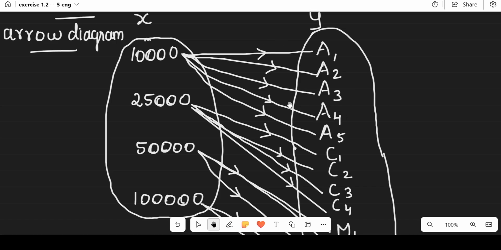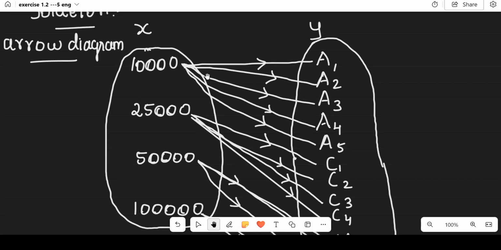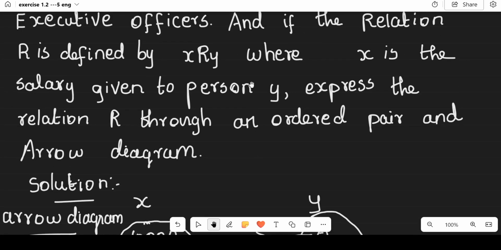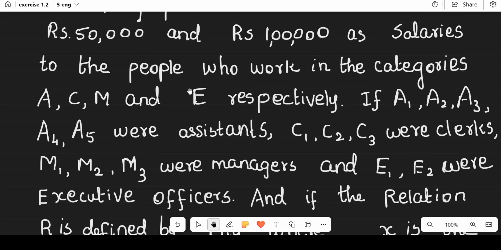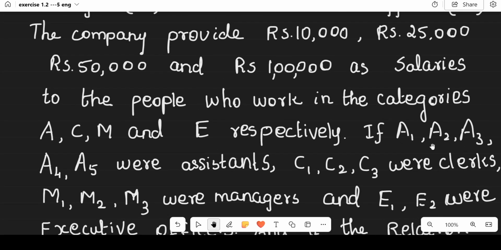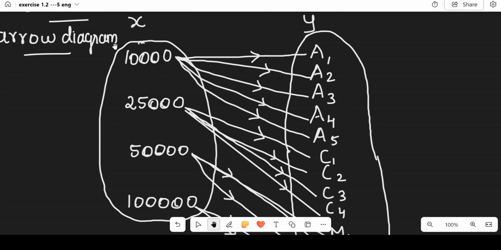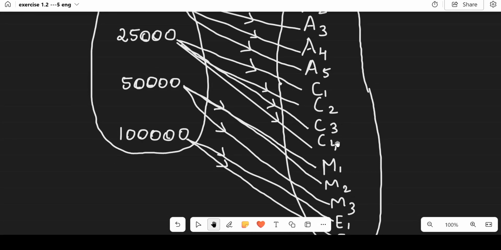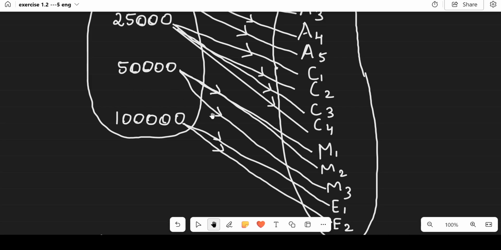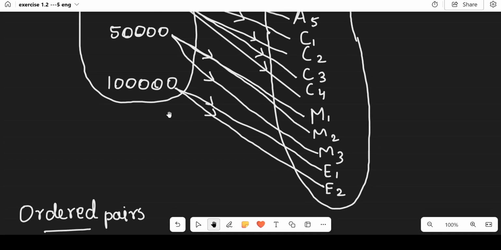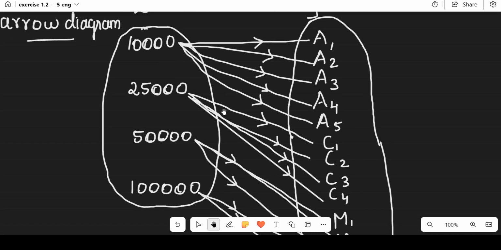Now we have to create the relation from X to Y. Okay, here we have the salaries. A1, A2, A3, A4, A5 are getting the salary 10,000. Okay, and C1, C2, C3, C4 are getting 25,000 salary, and M1, M2, M3 are getting 50,000, and E1, E2 are getting 1 lakh salary. That is given in the question.